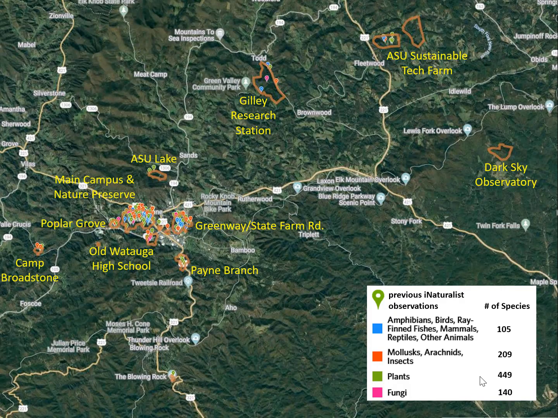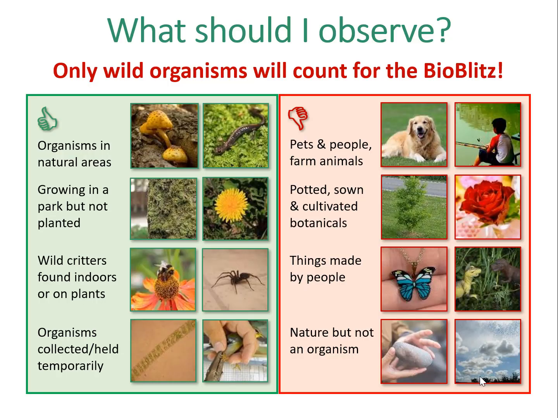So now that we know where to go, what is it that we want to observe? The rule for this BioBlitz is that only wild organisms will count for this event. So that means anything free living in natural areas, including plants, animals, fungi, etc. But also, for example, weeds that grow in a garden, anything that you find in a park that wasn't specifically planted there, any wild critters that you find visiting indoors or garden spaces, for example, pollinators on plants.